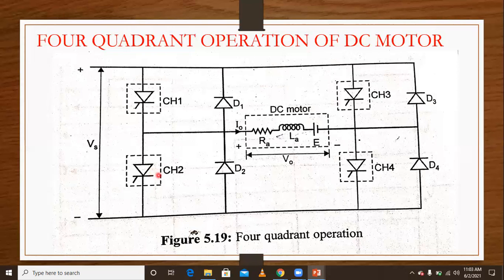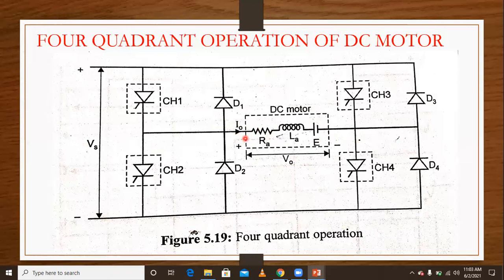If chopper CH2 is turned off, the current is fed back to the source through diodes D1 and D4. The terminal voltage of this motor is greater than the supply voltage Vs. So V0 is greater than Vs. Then only it is possible for the current to flow in this direction, through D1 and D4. Understood?